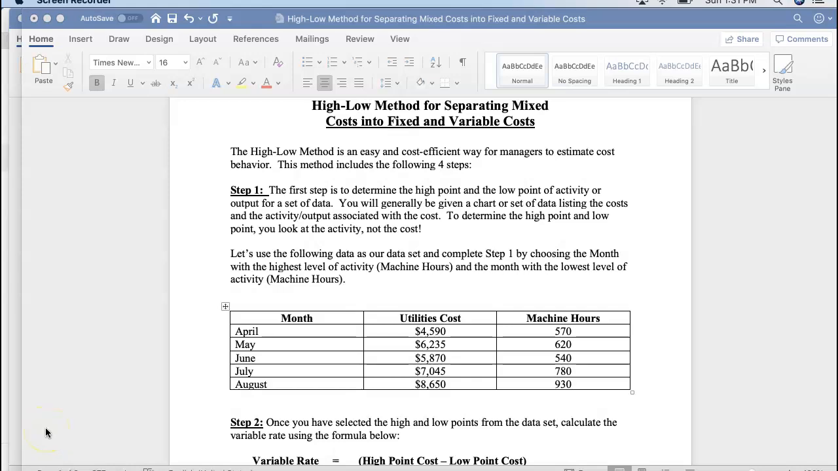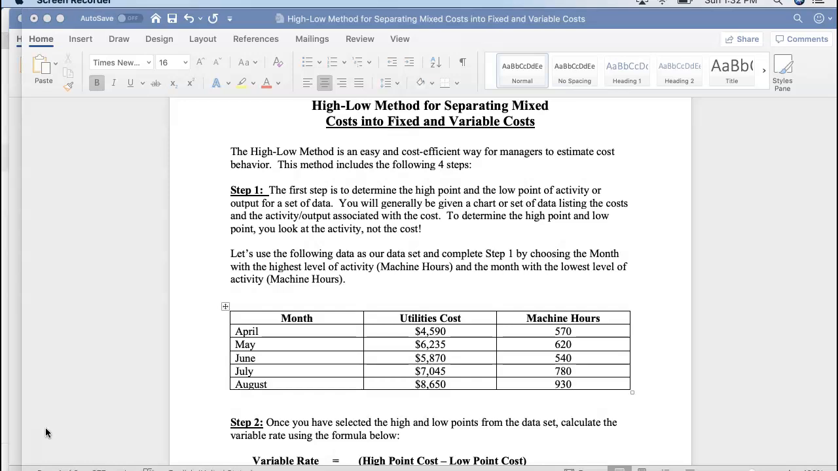One method that managers will use to help estimate the cost behavior is called the high-low method. And so we're going to look at that today, and that will help us determine the components of mixed cost by separating those into the fixed cost and the variable cost. So we have 4 steps that we use in the high-low method.